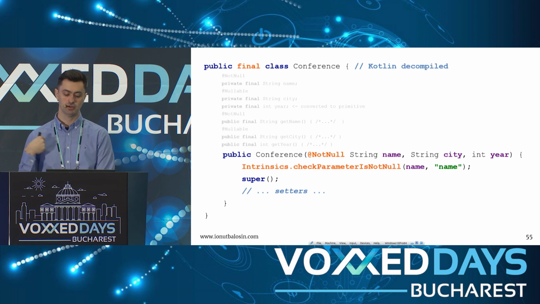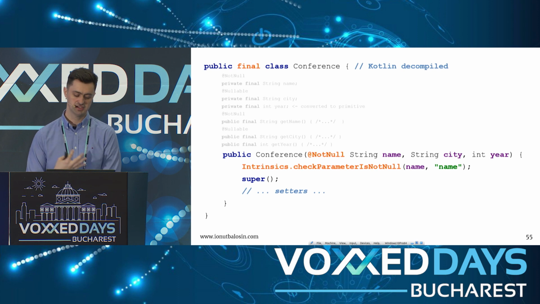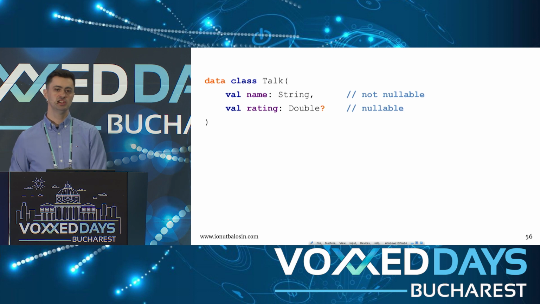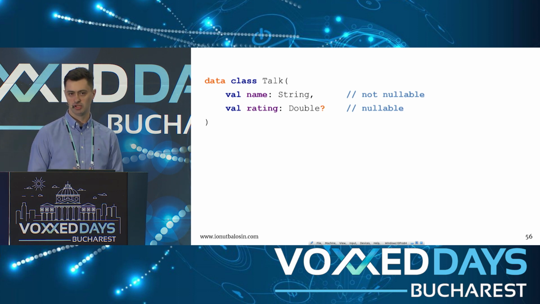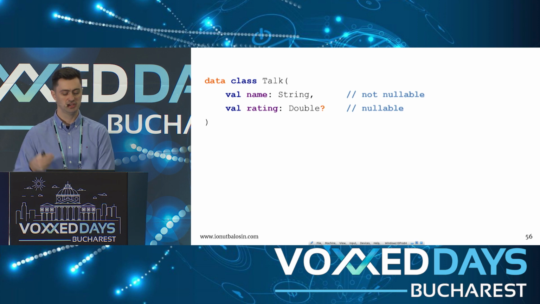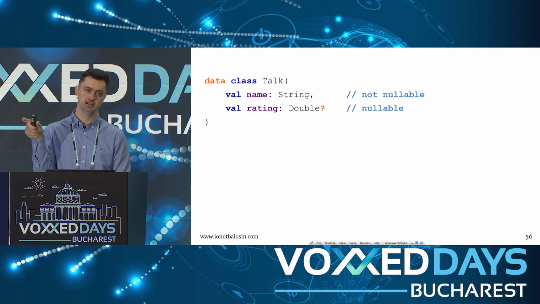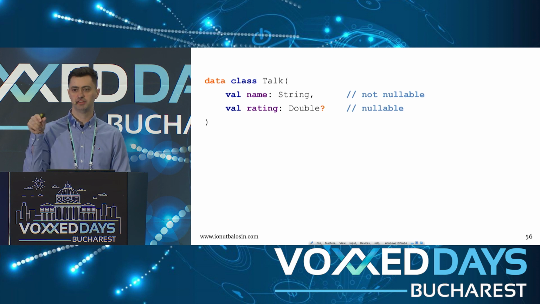If it is null, it throws an exception. If it is not null, it creates the instance. Simple. But imagine you want more than that, because sometimes you want, for example, equals, hash code, other methods, right? And for that, you can prepend the signature of the class with data.